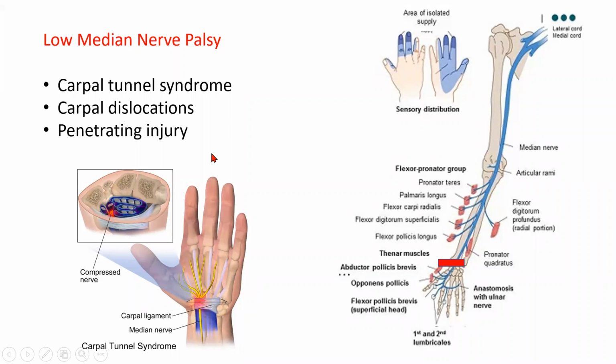And any penetrating injury, like in suicidal cuts, people try to cut their vessels, but they end up cutting their nerve, the median nerve. So in those penetrating injuries, the median nerve can be injured. So this is the level of lesion in low median nerve palsy.